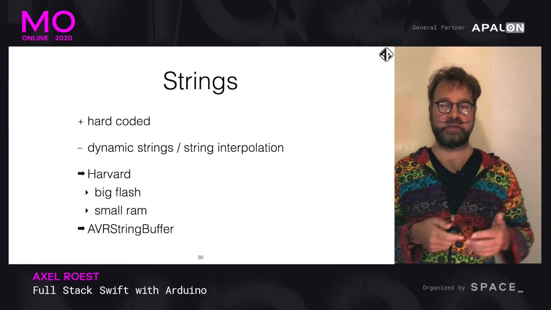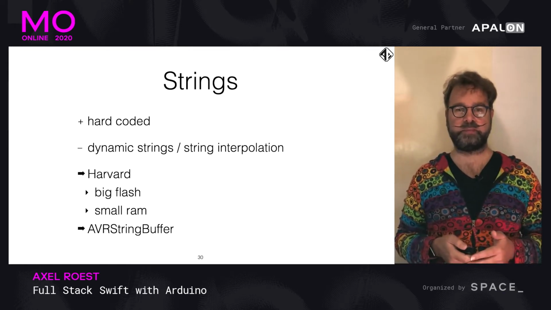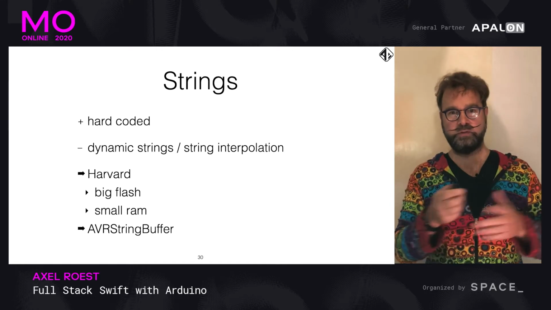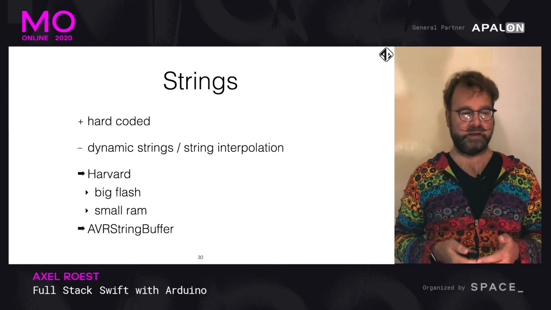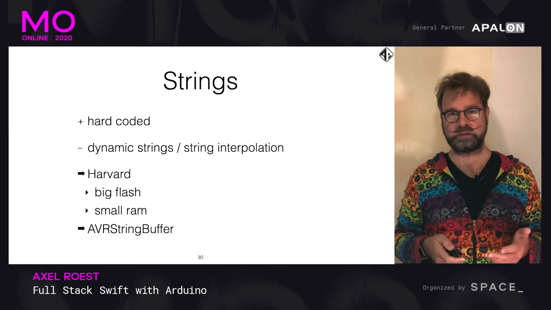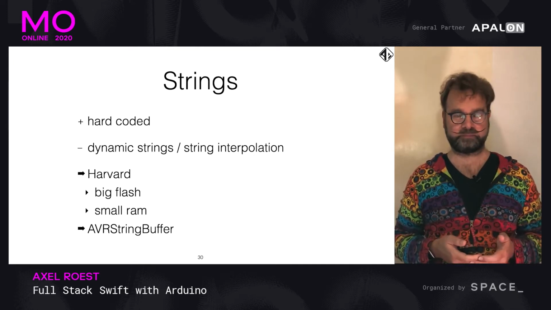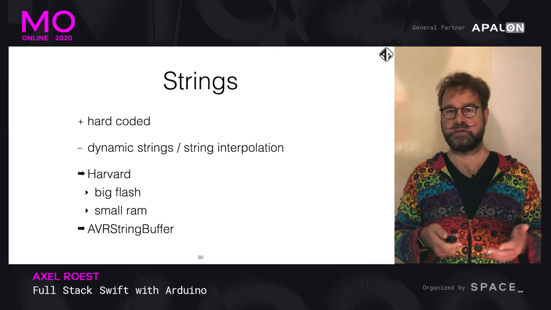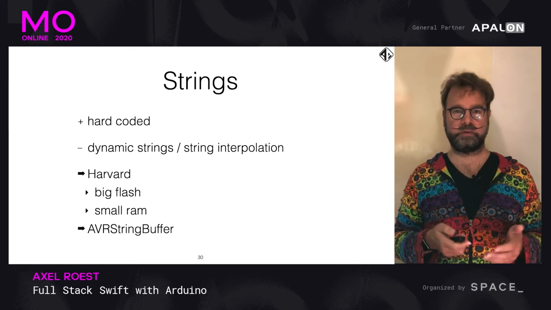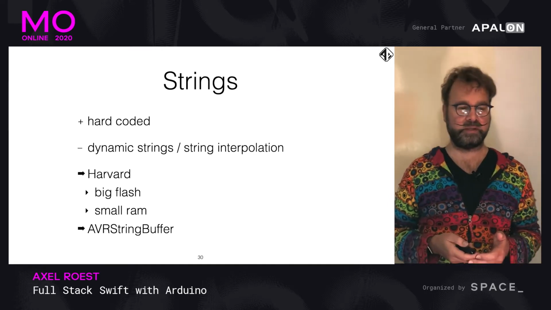This also means that a lot of things that have to do with dynamic strings are hard to implement, because then we have to copy the strings to RAM to be able to do things with it. To work around this, there's a separate string class called AVR string buffer, which does limited things so that you can use strings in your application.